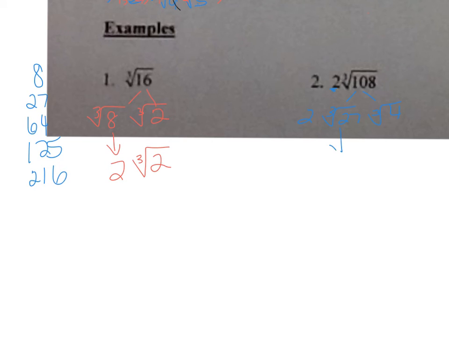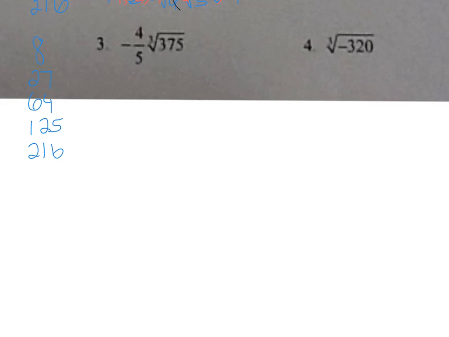So what is the cube root of 27? What number multiplied 3 times is 27? That is 3. Bring down the 2. Bring down the cube root of 4. And now I'm going to multiply 2 times 3, which is 6. So I have 6 times the cube root of 4 as my answer. All right, let's try the other couple problems.